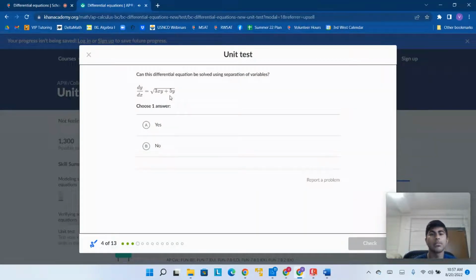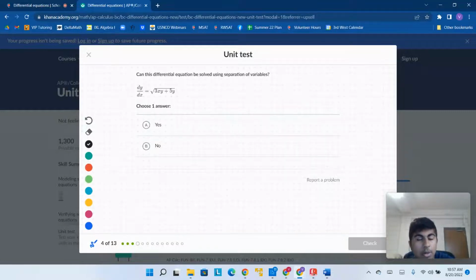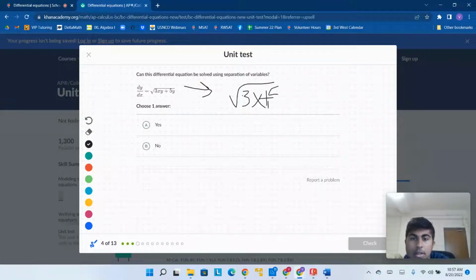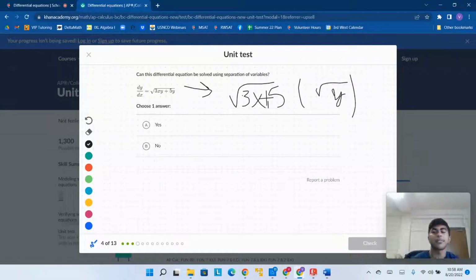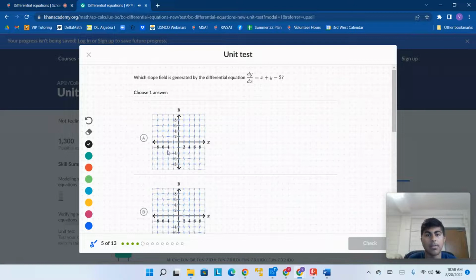In this differential equation, can we solve using separation of variables? Let's think about that. Seems we might be able to. What if we divided both sides by the square root of y? We can write this as the square root of 3x plus 5 times the square root of y. Right, we can write it that way. Now, if we divide the square root of y out of both sides, you can solve it using separation of variables. And we can move on.